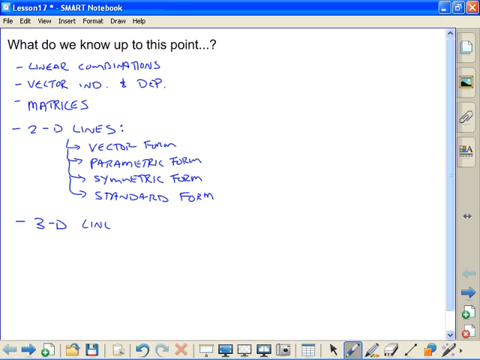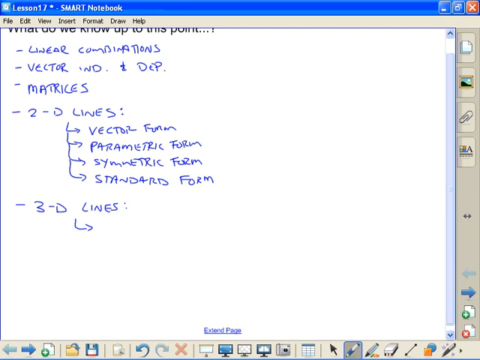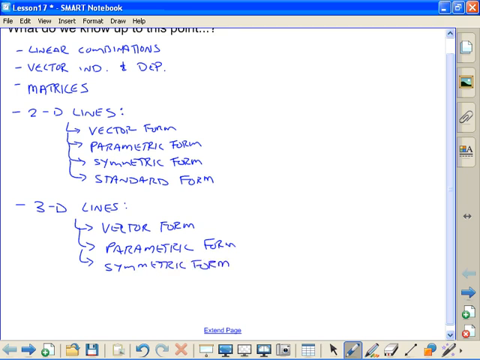3D lines. With 3D lines, you should be able to work with vector form, parametric form, and symmetric form. And you'll notice that we never talked about standard form for a 3D line. That explanation is going to come in the next video as to why I haven't talked about that.